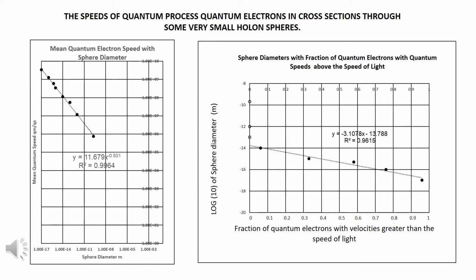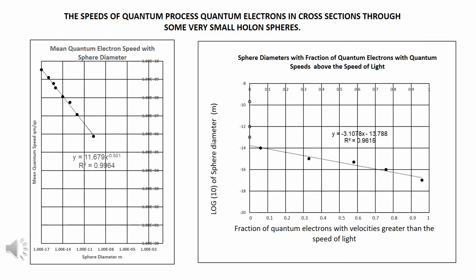Now, if we were talking about quantum electrons being particles, then this graph would be meaningless, because no object can exceed the speed of light. But here we are talking about quantum electrons, which are not objects, but are inseparable parts of a quantum process. So how might we interpret this diagram?